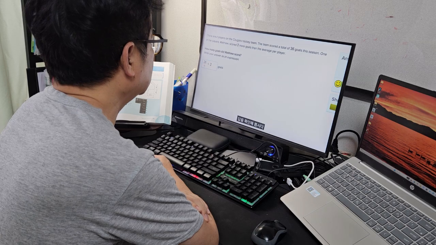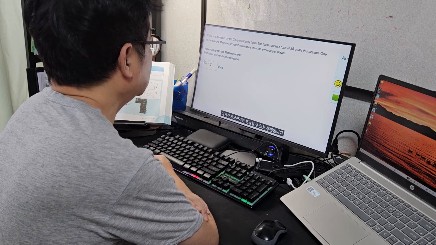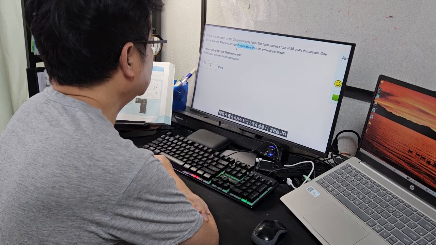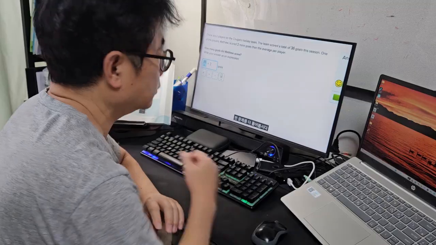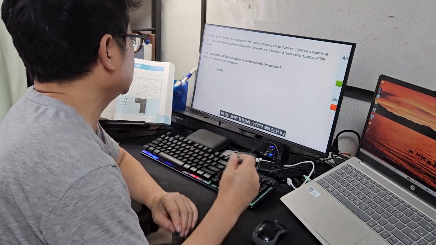Let's check our answer. And the key here, this might seem a little confusing, but remember, it says Matthew scored 2 more goals than the average player. The average goals per player is 36 divided by c. Let's do one more of these.